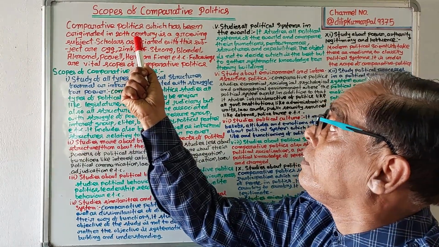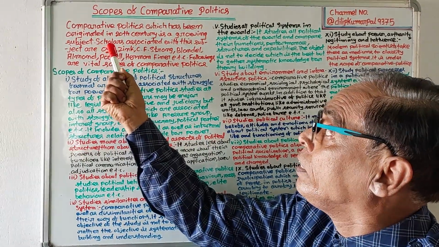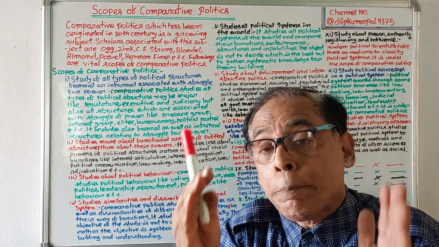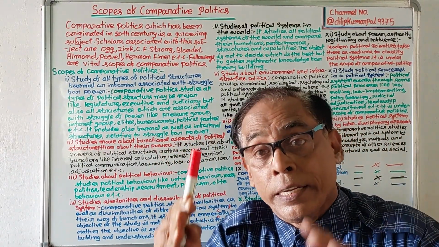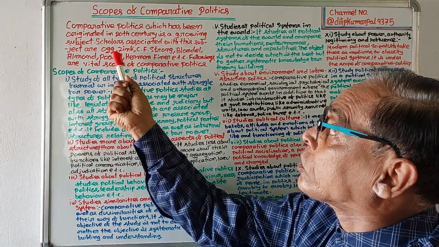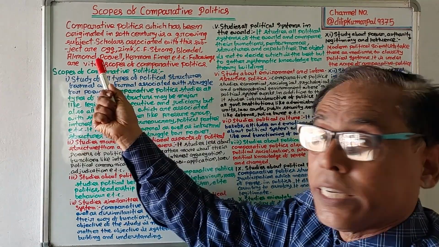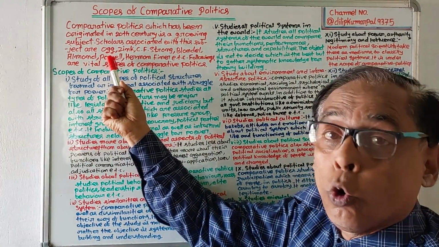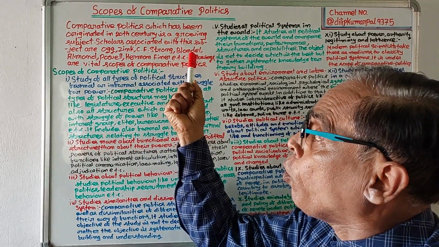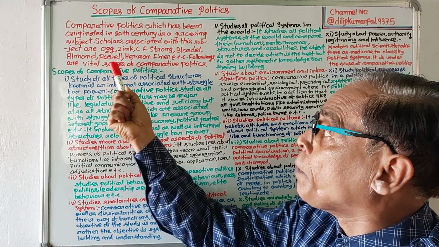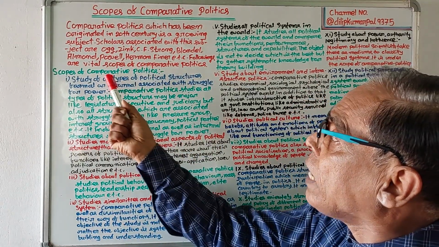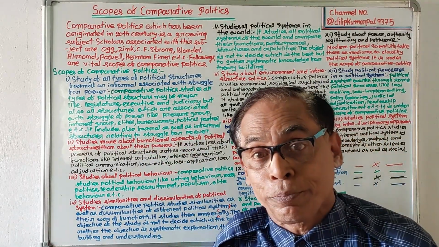Comparative politics, which originated in the 20th century, is a growing subject. Scholars associated with this subject are Professor Oak, Professor Jing, Professor C.F. Strong, Professor Blondell, Professor Almond, Professor Powell, Professor Herman Feiner, etc. And following are the vital scopes of comparative politics.